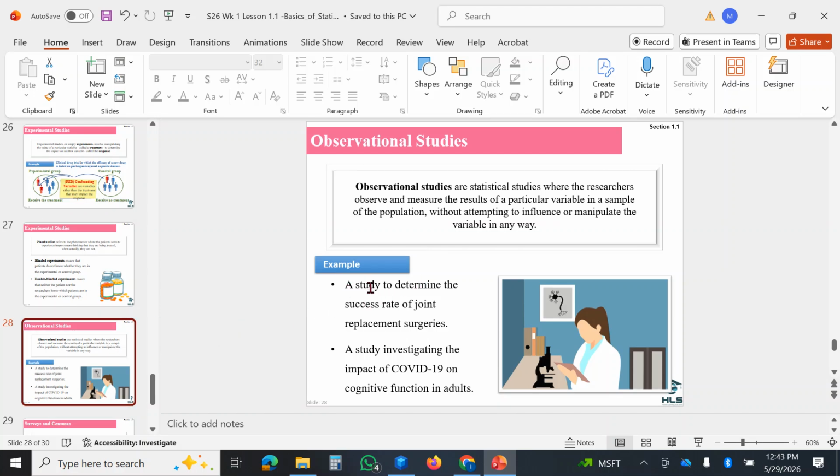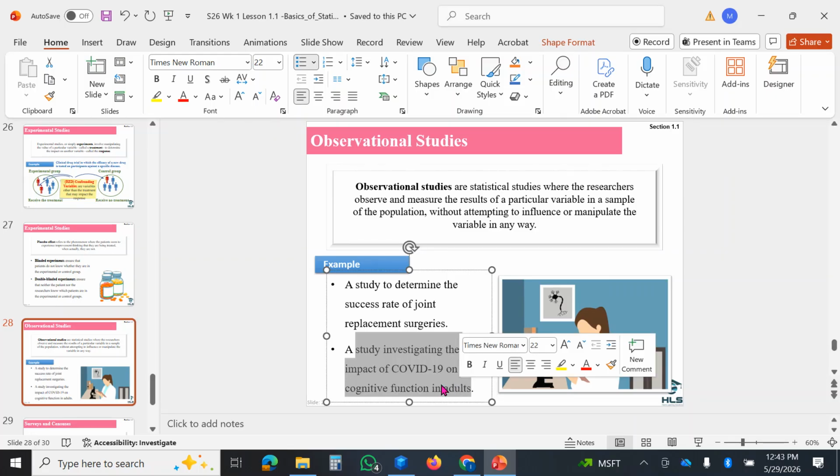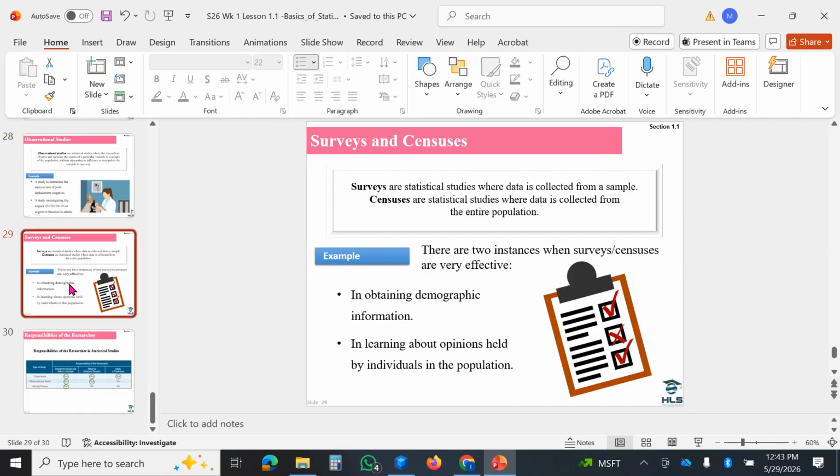Okay, there's some examples there. A study to determine the success rate of joint replacement surgeries. A study investigating the impact of COVID-19 on cognitive function in adults. Okay, where the researcher is not a part of the study in any way, just observing.